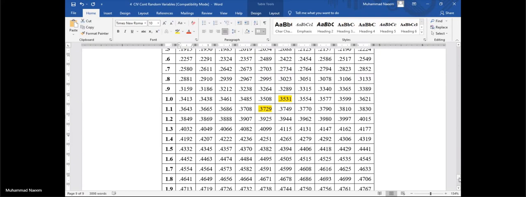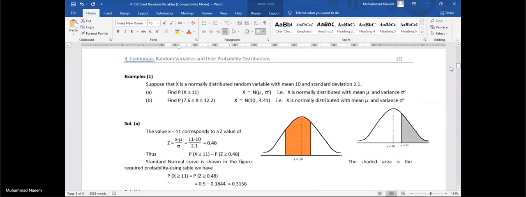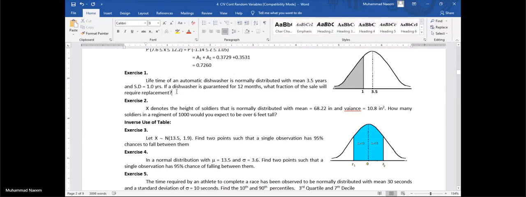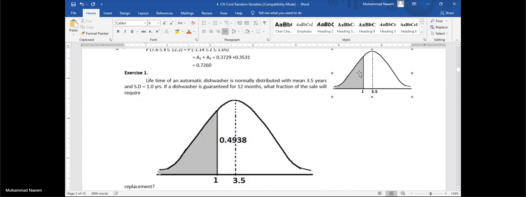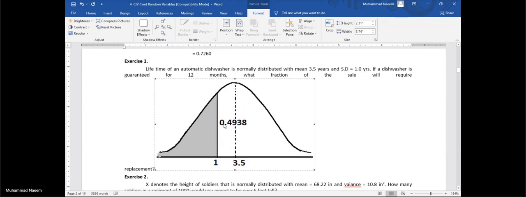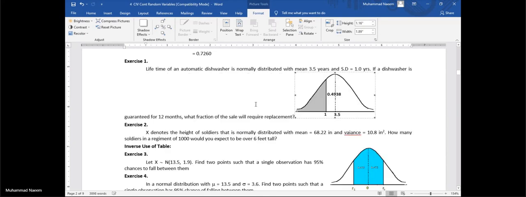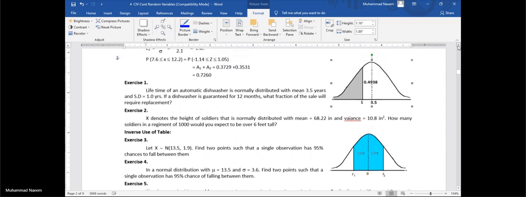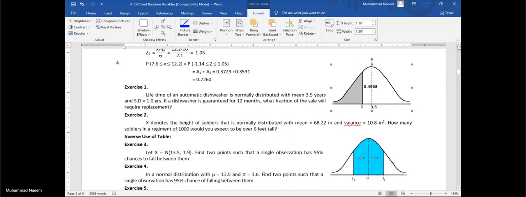So come to your requirement. Here we have this problem. Okay. This will be the situation. Our tabulated area, this area is 0.4938, but we need the gray shade. This means we will subtract the tabulated area from 0.5, from the complete half. This will be the answer.